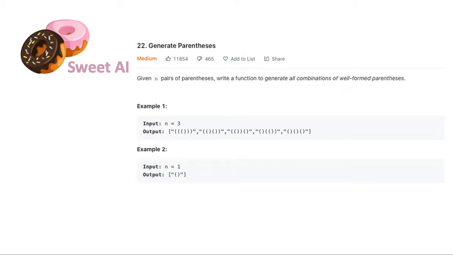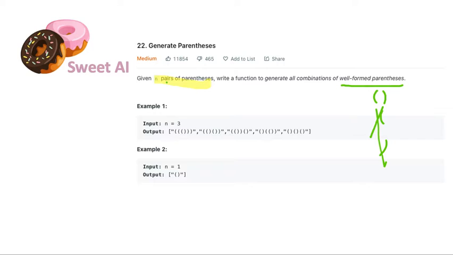The question is saying, n pairs of parentheses are given, we should form all the well-formed combinations that are possible. So what does it mean? A well-formed parenthesis is where there is an open bracket and there is a closed bracket. If we have just an open bracket or a closed bracket, that's not well-formed. So the well-formed one is an open bracket and a closed bracket.